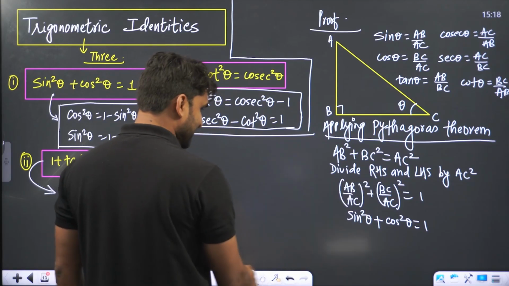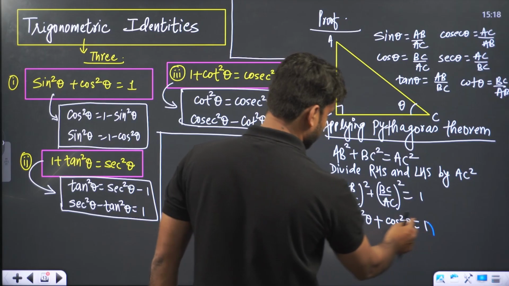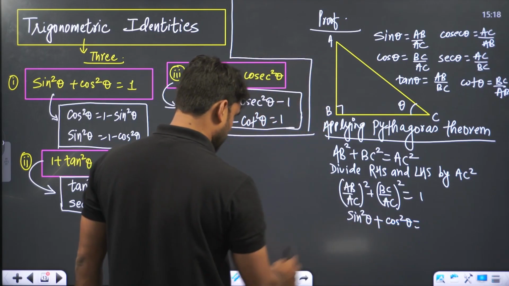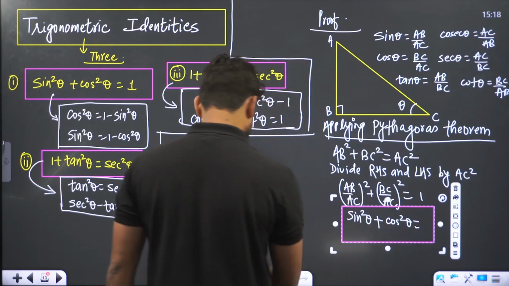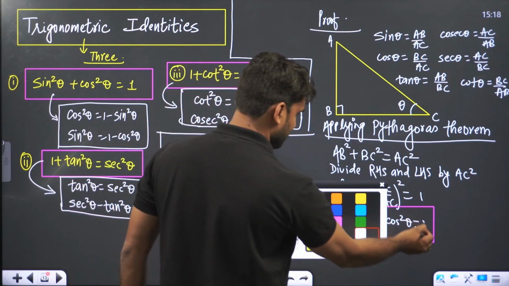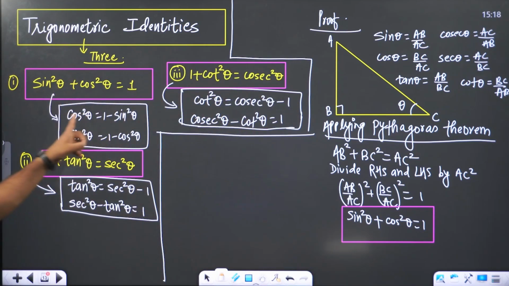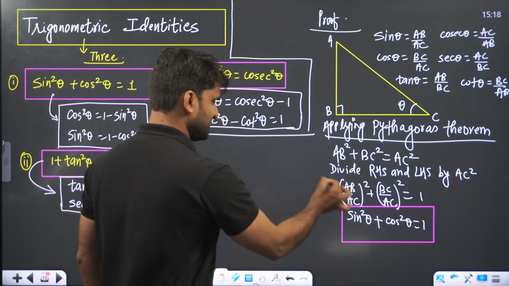look at the identity. We have proved the first identity, which is equal to, can you see here? Sine square theta plus cos square theta is equal to 1. I have proved this. This is the first identity. Sine square theta plus cos square theta equals 1. This was the first identity.